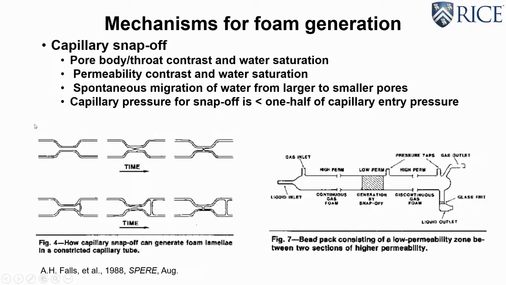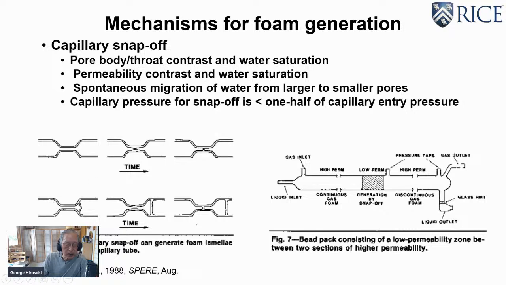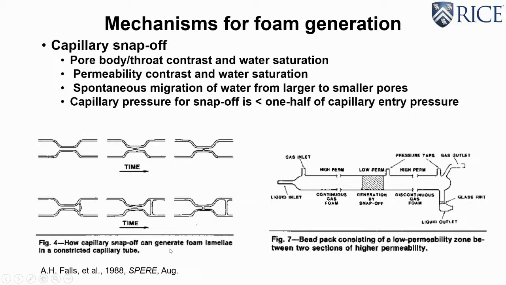So let's look at what happens in a constricted capillary. Suppose that you have a constricted capillary that's wetted by a surfactant solution. What you'll notice as a function of time, because of capillarity, is that the liquid film in the constricted portion of the capillary accumulates water and gets thicker, and then we get snap-off, and a liquid bridge forms. Then if there's flow, the liquid gets expelled and forms a lamella in the larger capillary, and then it repeats itself. This is the most fundamental level of what we mean by capillary snap-off.